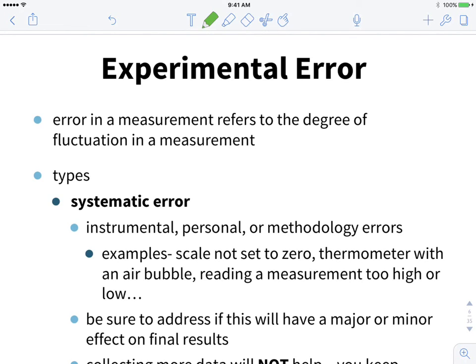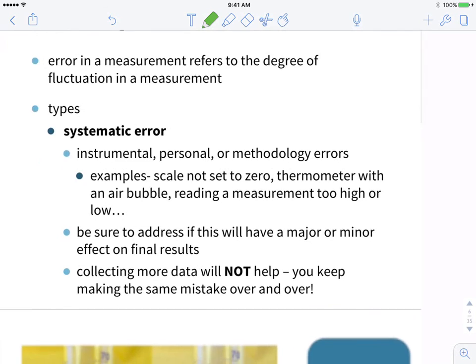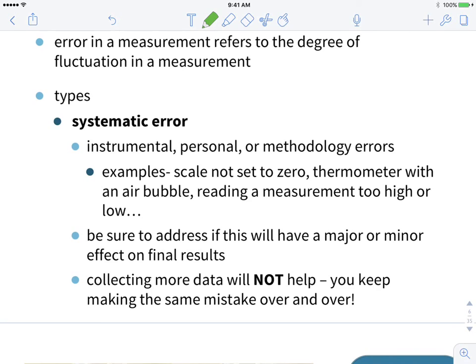We have this systematic error. So this is something that could be instrumental. The instrument is not calibrated correctly, or you never set the scale to 0, or you have some problem where you're measuring the same way over and over again, and every time it is wrong. The problem with these systematic errors is that you could collect as much data as you want. You could collect data all day long, but you will keep making the same mistake. You will not zero the scale. You will not do the correct thing, and you will keep getting the same precise result over and over again, but it will be inaccurate.